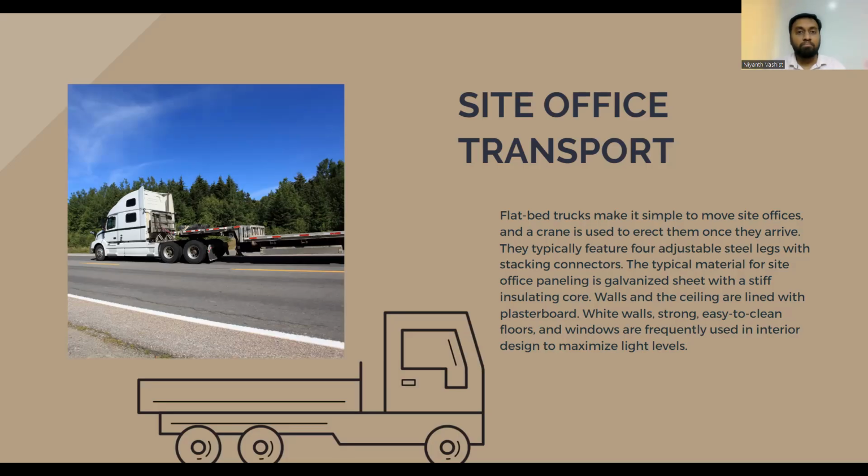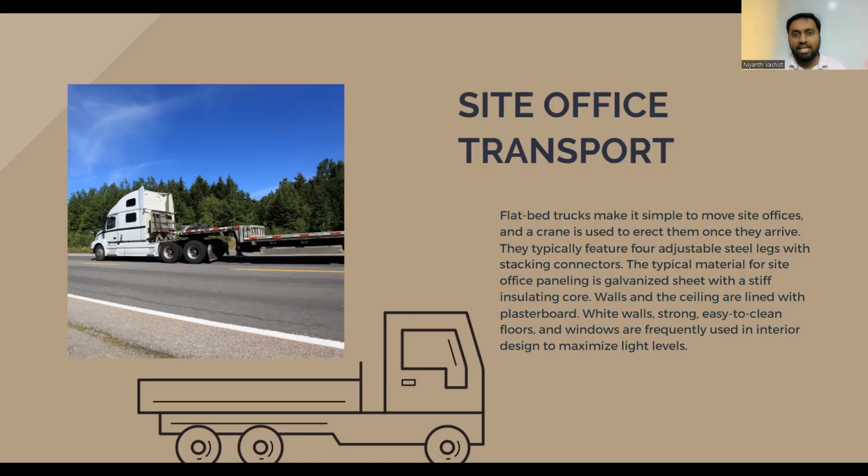Typically, that comes with adjustable steel legs with connectors. The reason why it is going to be metal is because it is very easy to assemble and demolish once it is done, because site office is going to be a temporary structure. The typical material used for site office is a galvanized sheet with an insulating core. The reason why it's galvanized sheet is because it will go through a lot of external atmosphere, rain, sunlight, and all the other radiations. Hence, it is important for us to keep an alloy with galvanized alloy rather than keeping raw iron or steel because it might corrode.